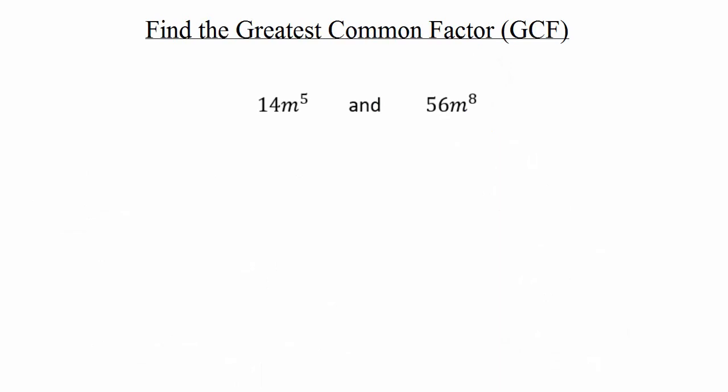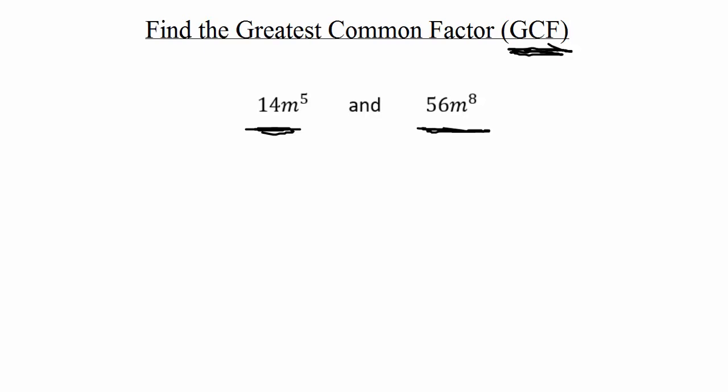So then let's talk about an example where we have some variables attached to our numbers. When we're looking at an example like this, we have to find the greatest common factor of 14m to the 5th and 56m to the 8th. First off, taking a look at just the terminology, greatest common factor. Greatest means we're talking about the biggest in common, so it does have to be in common with both of our terms, or however many terms we have for that particular problem. And factor is something that can be multiplied to something else.